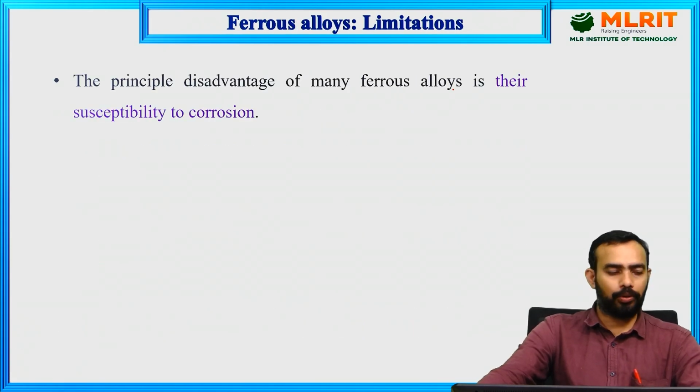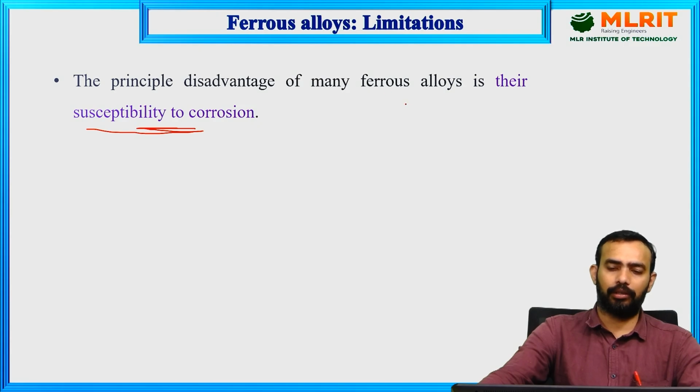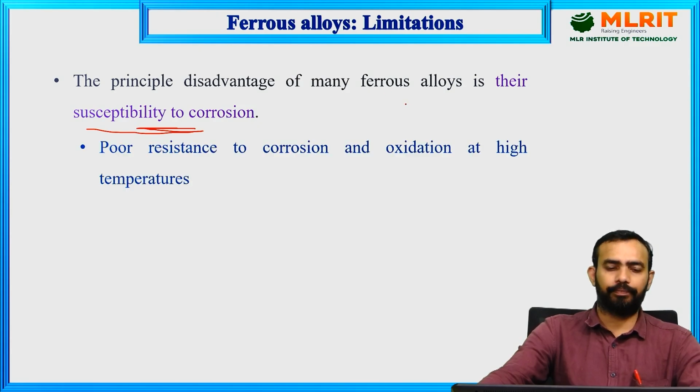However, these also have certain limitations. The principal disadvantage of many ferrous alloys is their susceptibility to corrosion. We are aware that iron is prone to corrosion. It reacts with oxygen and forms iron oxide, and that will deteriorate the properties of the material. So this is the primary limitation that we have with the ferrous alloys. It's a poor resistance to corrosion and oxidation at high temperatures.